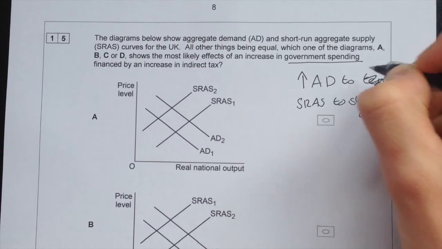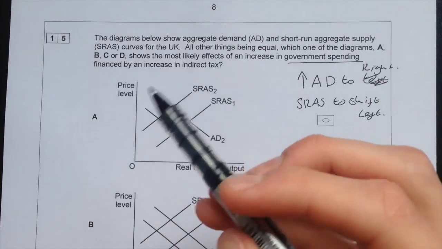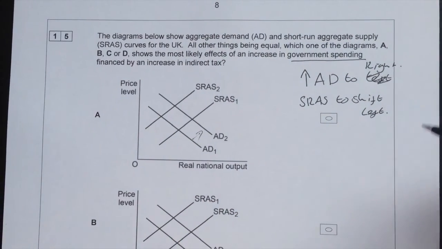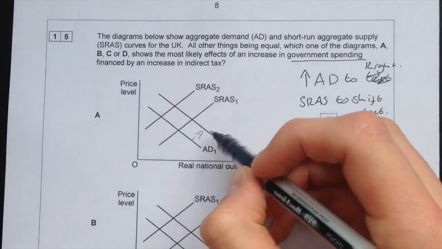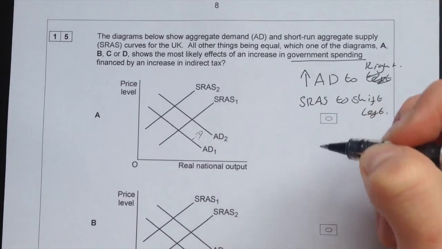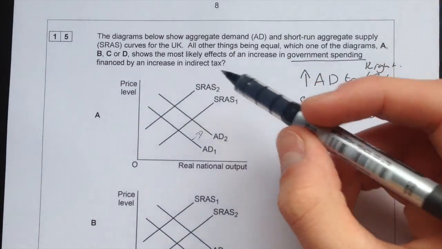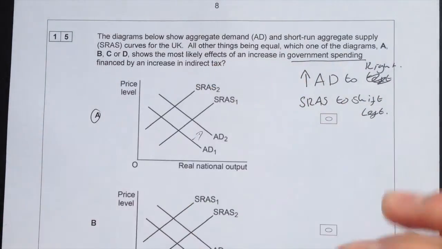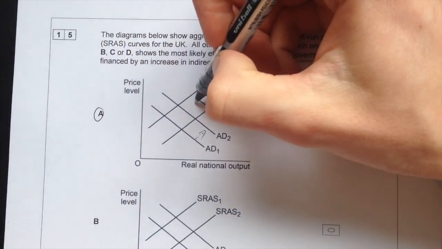Sorry, I'll say that again. An increase in government expenditure will increase AD, and this is represented by a shift to the right, so AD will shift to the right. So we're looking for SRAS shifting to the left and AD shifting to the right, and this is shown by A, because AD shifts here and our SRAS shifts there.